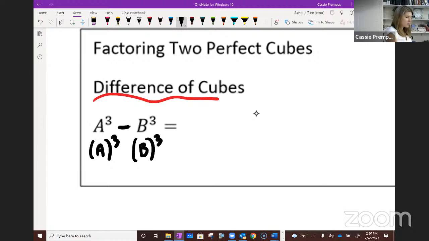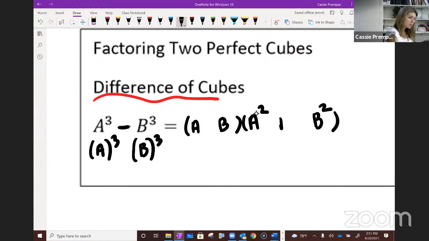If you have a minus in between them, you are still going to have a binomial times a trinomial. You will have a and b. You will have a squared and you will have b squared. And you will have the two smushed together in the middle, a times b.